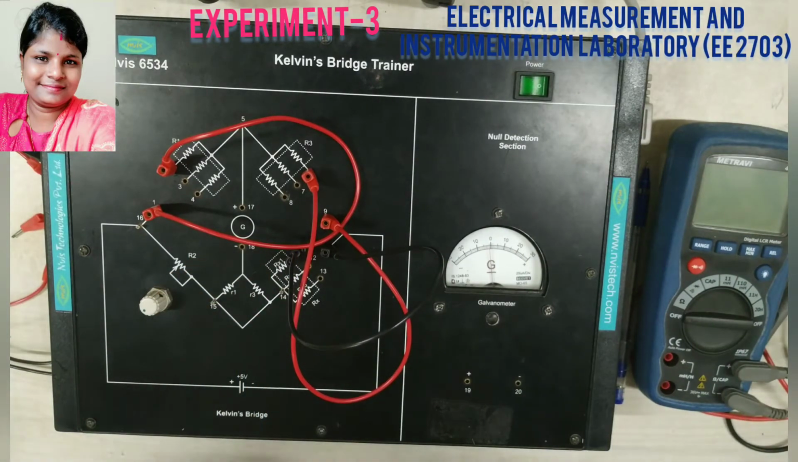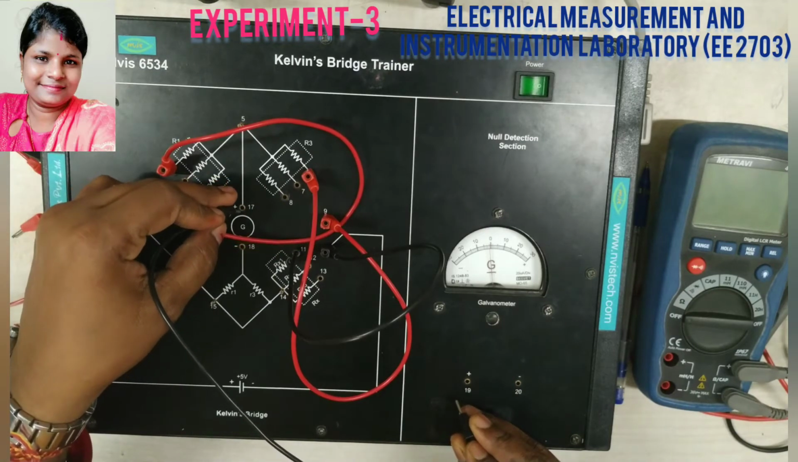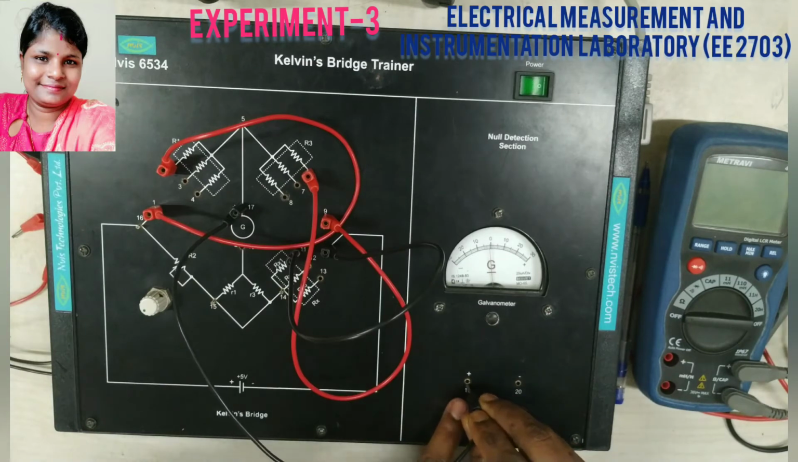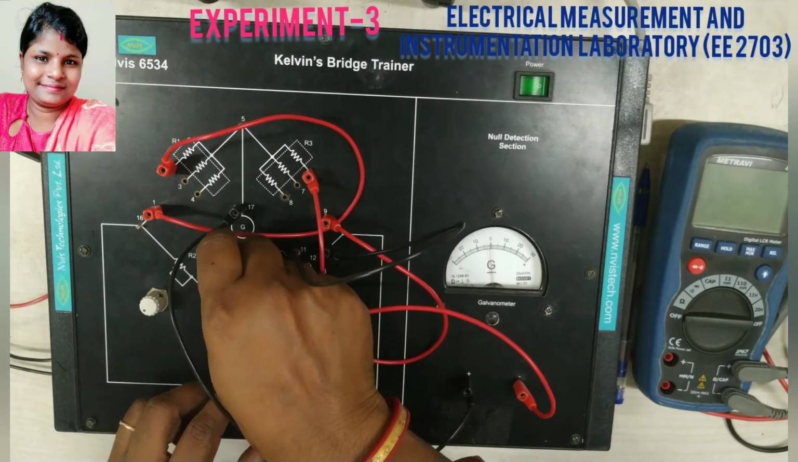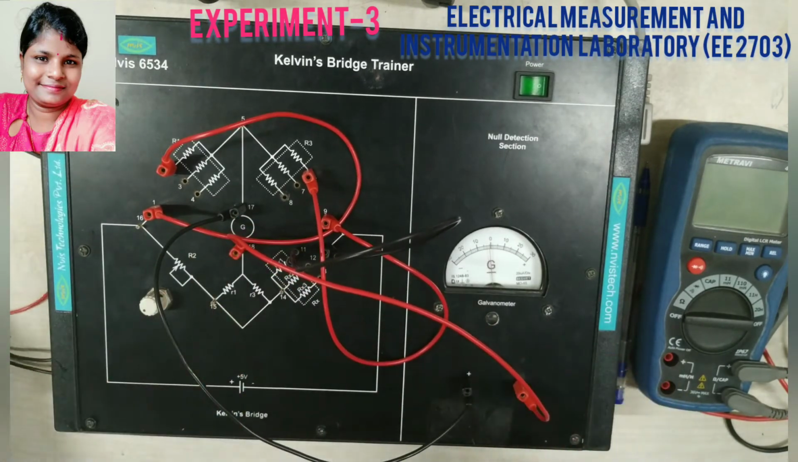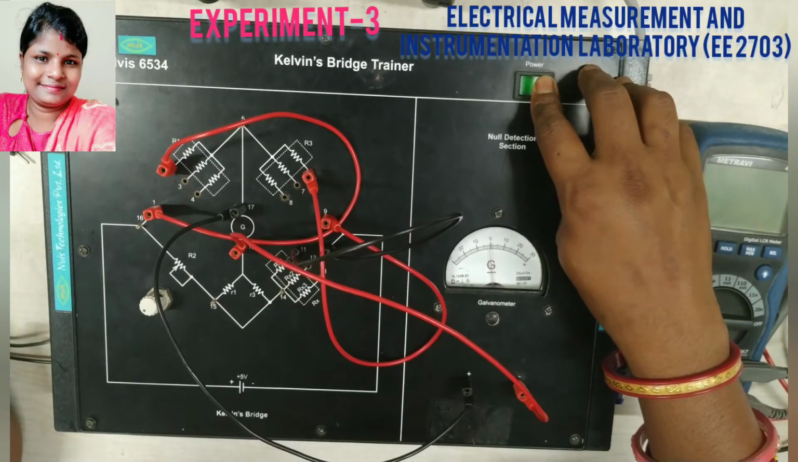Next, connect the positive terminal 17 of the galvanometer to positive terminal 19, and next connect the negative terminal of the galvanometer to 18 of the Kelvin bridge. So next, switch on the power supply.